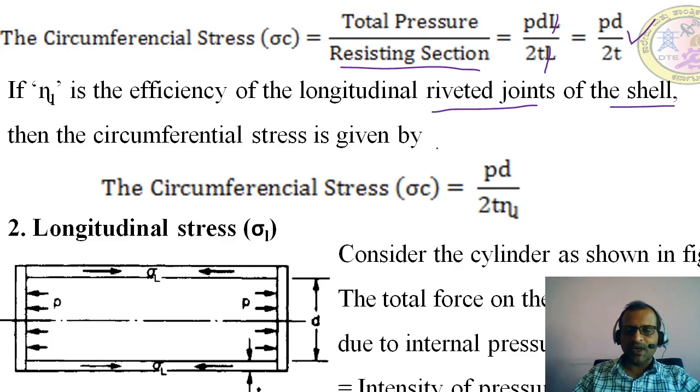stress is given by PD by 2T and longitudinal efficiency. So it means that now, initially this is one cylinder, something like this, right? So this is closed with a cap on both the sides, something like this. It is closed with the cap and this is riveted. These are the lines I am showing, these are rivet lines, like this.